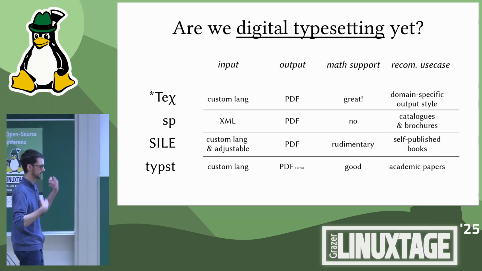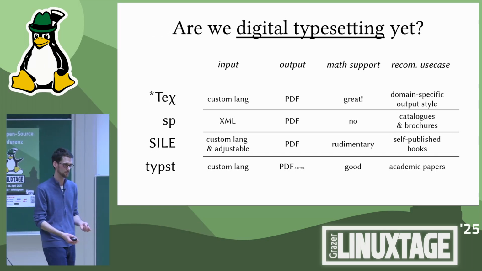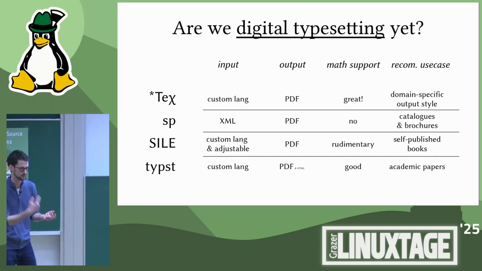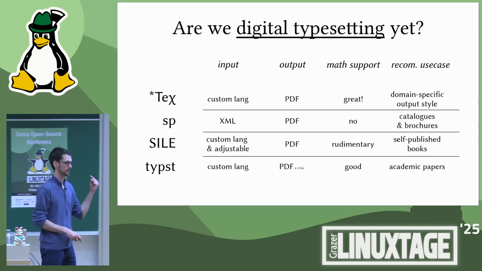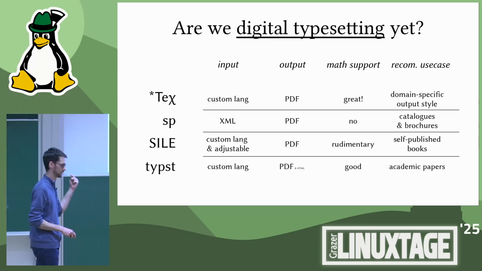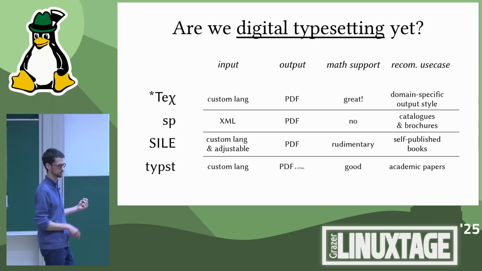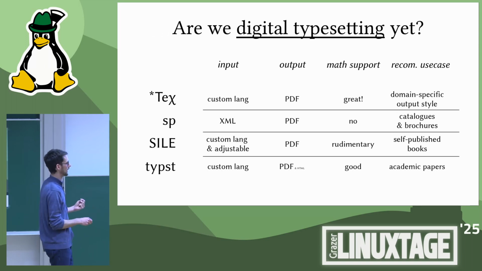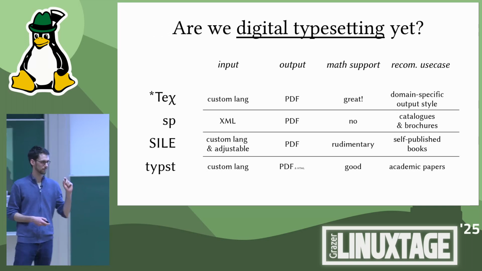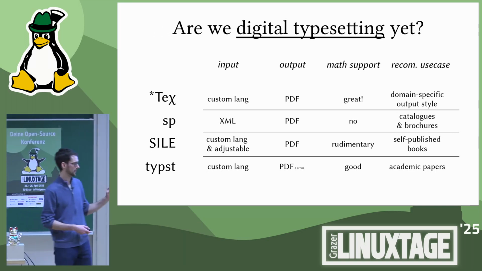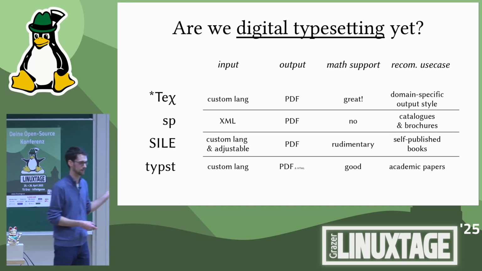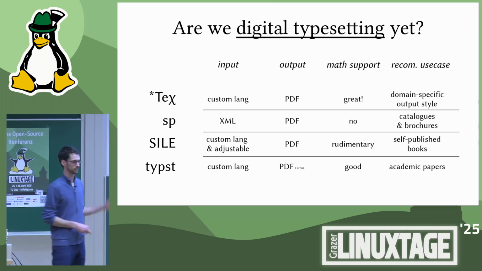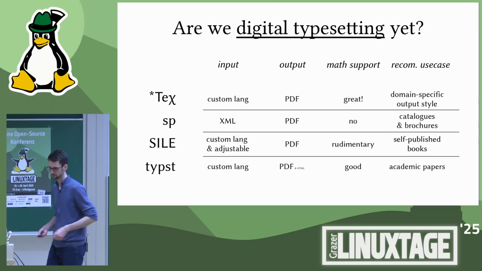And Typst has as an input a custom language. You need to study it. It's a programming language and markup language. And the output is PDF right now, and they are working hard to get the HTML output also working. And the math support is pretty good. It specifically targets academic papers, which I mentioned have a lot of mathematical symbols in there. So this is also the recommended use case.